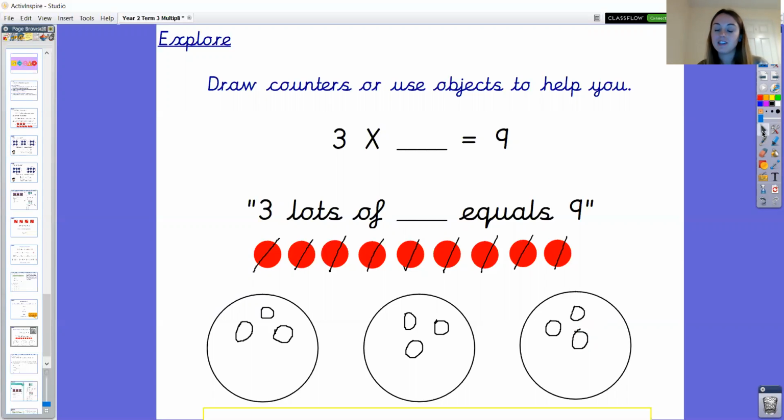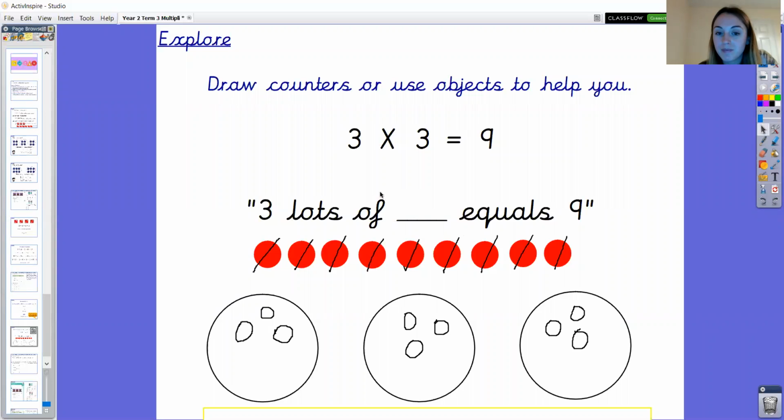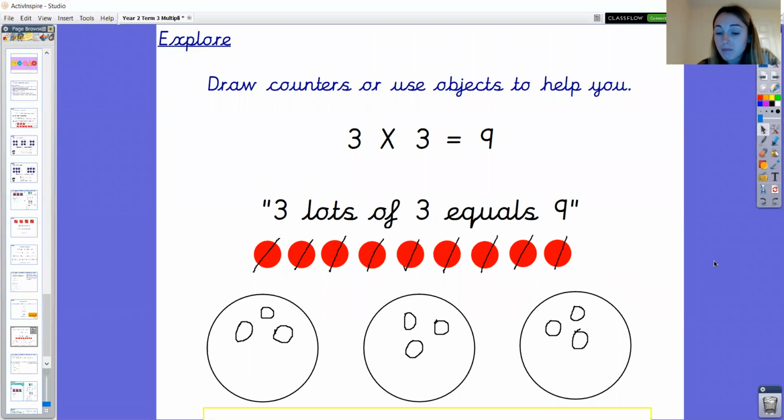So how many counters can you see inside each equal group, Year 2? Well done. There are 3 counters inside each equal group. Do we know that 3 lots of 3 equals 9? So let's say it together. 3 lots of 3 equals 9. Brilliant. Should we count in our 3s together to check? 3, 6, 9. Brilliant. Well done, Year 2.